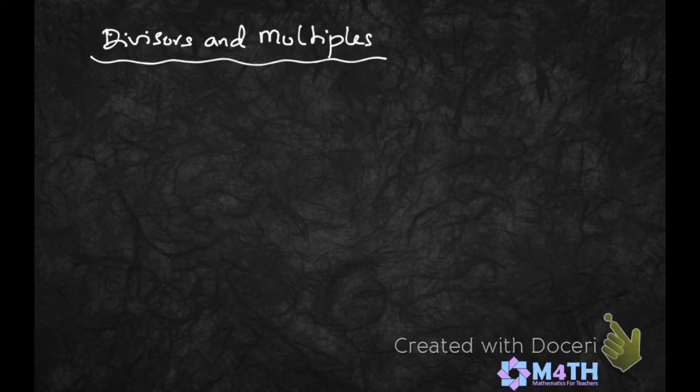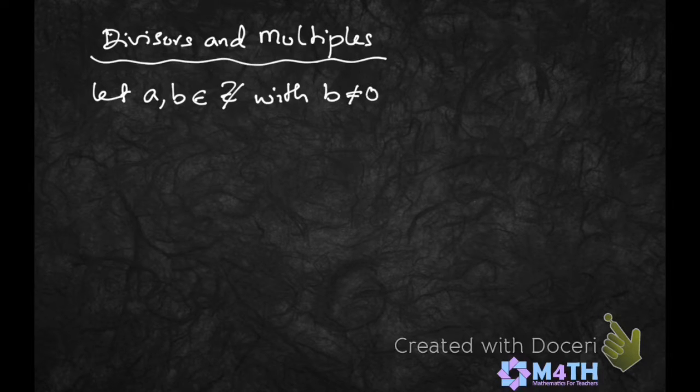In this video we will discuss the ideas of divisors and multiples. So let's start by giving the definition of divisors and multiples. Let's say we have two integers a and b, such that b is non-zero, b is not equal to 0.